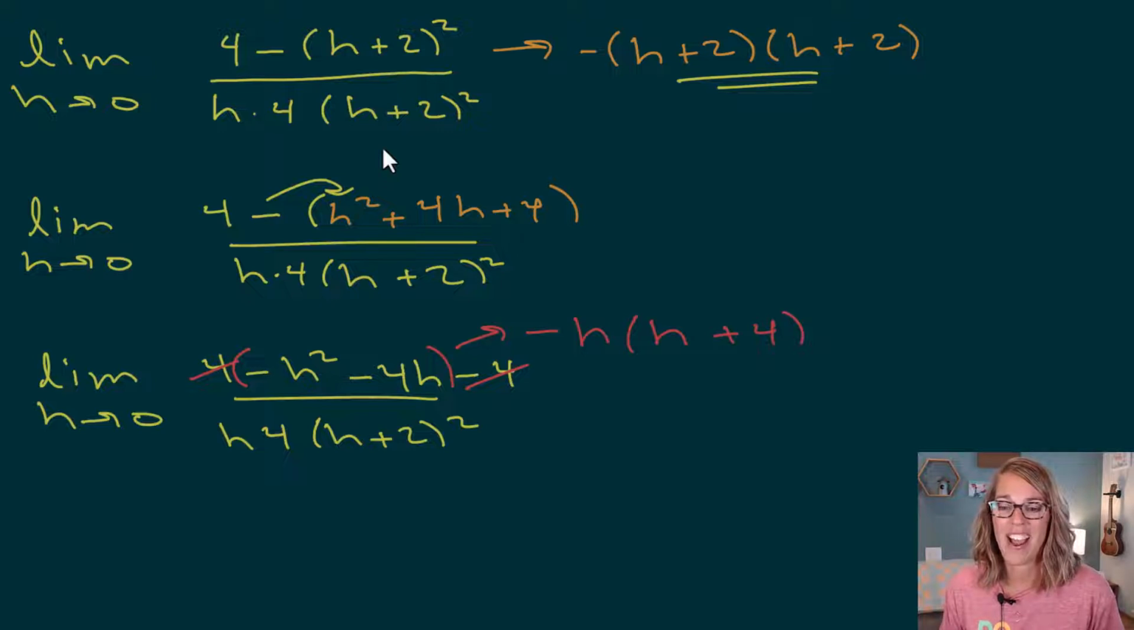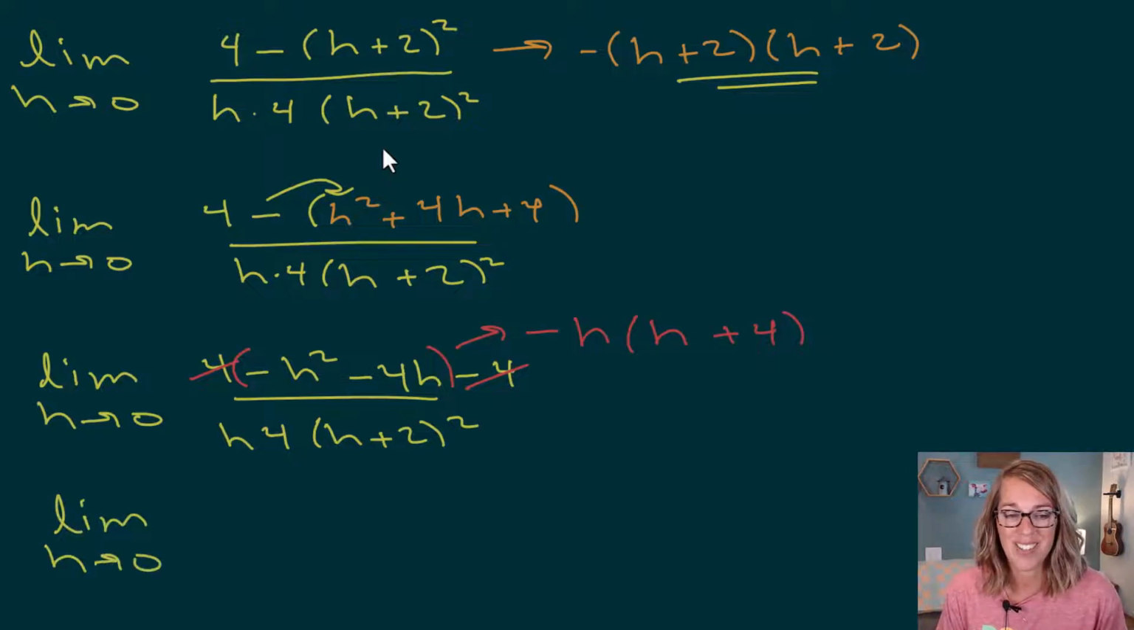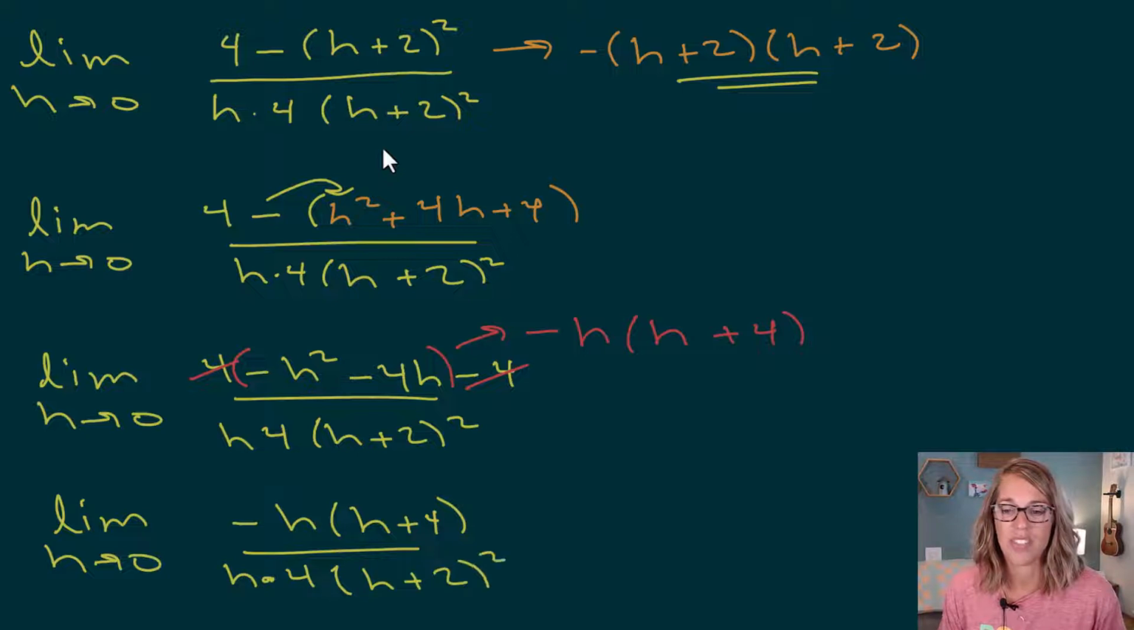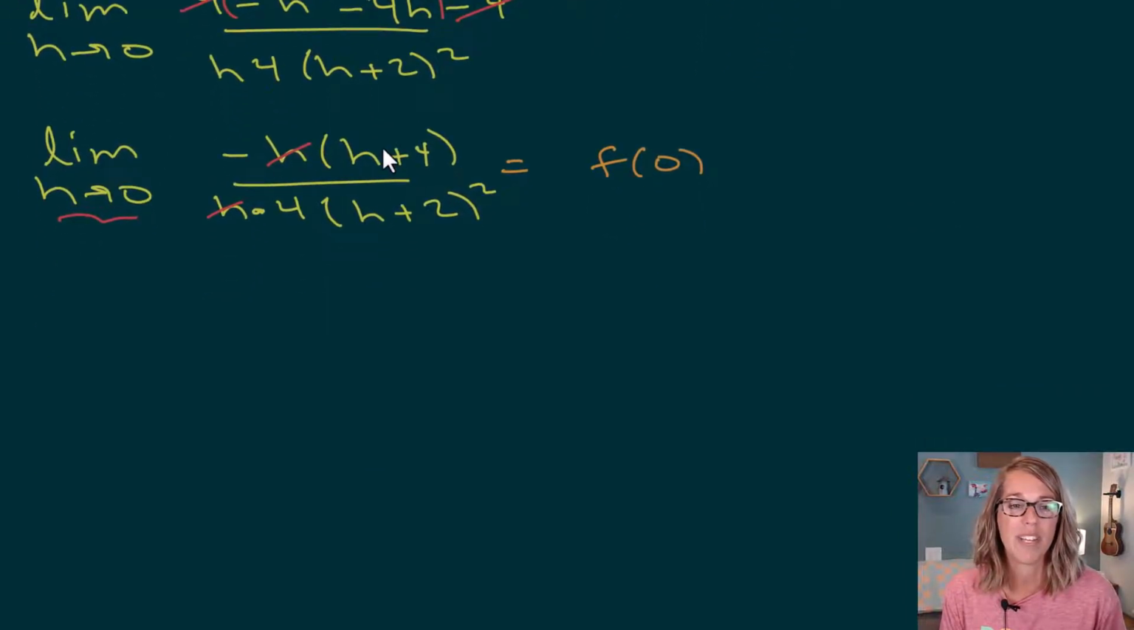Now that I'm here, I can cancel. I'm going to write this just one more time so you can see what we've got. I am one step away here, maybe 2 from our answer. I have negative h times h plus 4. In my denominator, which I left factored, I have h times 4 times h plus 2 quantity squared. I can cancel these h's, which means that my function is no longer discontinuous at 0, and I can evaluate this at 0. So I can go ahead and plug 0 into my function. Let me give ourselves just a little more room here.